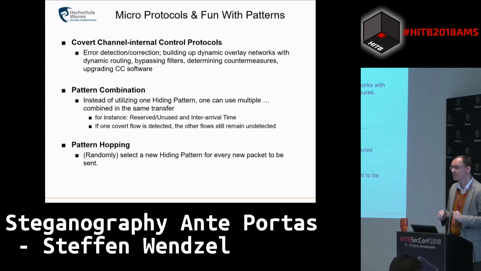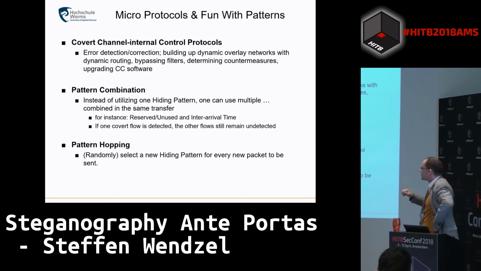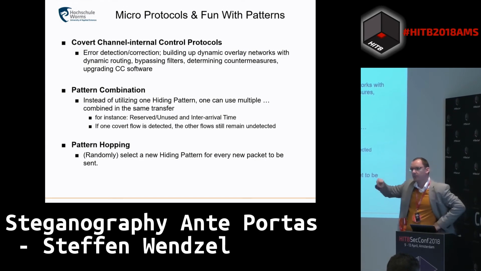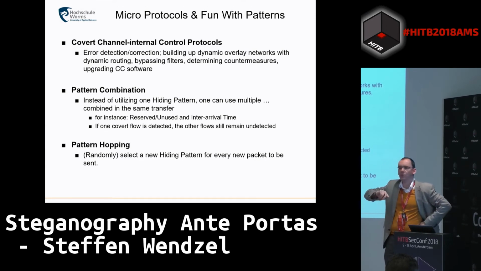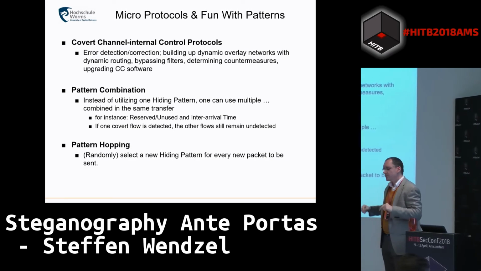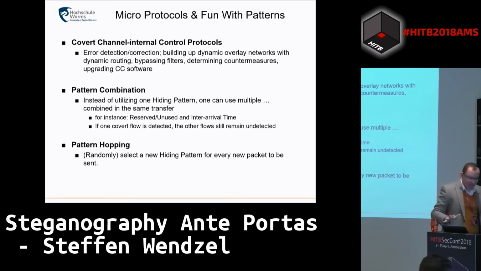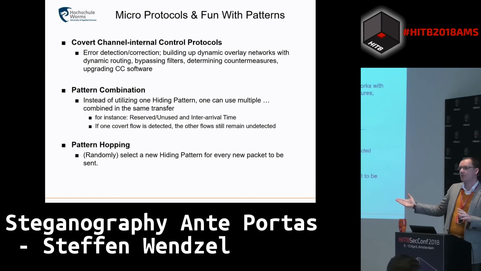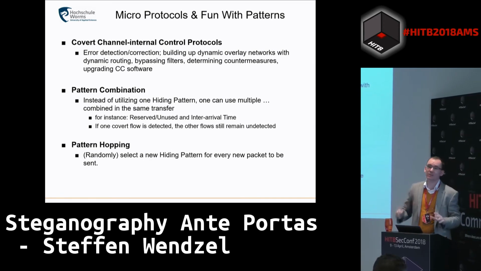And pattern hopping. Pattern hopping means we randomly select one pattern per packet that we send, or per flow, or however we want to do it, and then we switch. This has several advantages. For instance, if one technique gets blocked, the others still work. If one gets detected, the others may still remain undetected.